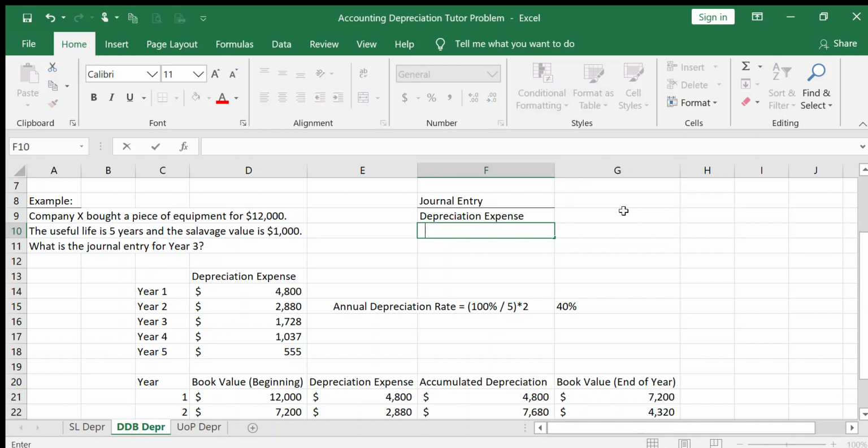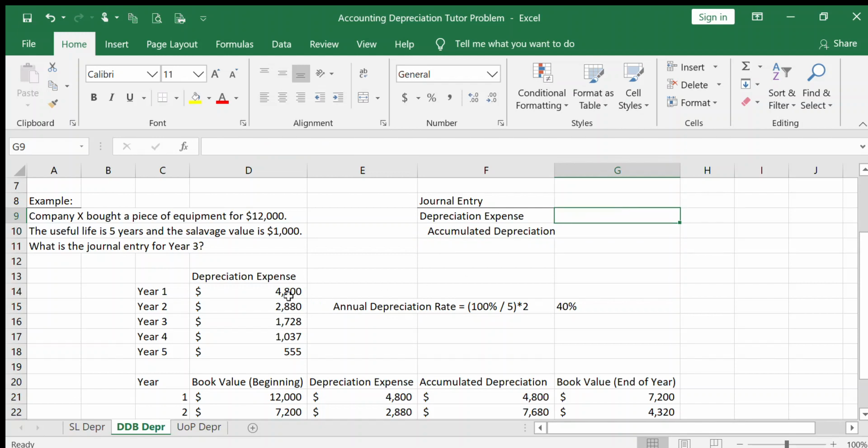We'll have depreciation expense, and then we'll have accumulated depreciation. But the numbers are obviously dependent on what we have here. We are asking for year 3, so our year 3 depreciation expense was 1,728. That's 1,728 for both account titles. Debit and credit need to balance: a debit to depreciation expense and a credit to accumulated depreciation.